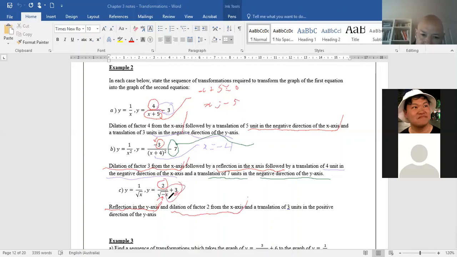then you've still got this +3 here, which is the translation up 3 units in the positive direction of the y-axis. So if you can do it from inspection, and some are easy to do, some aren't, then quickly do it. Any questions there? Okay, I'm going to clear this one unless anyone's writing.